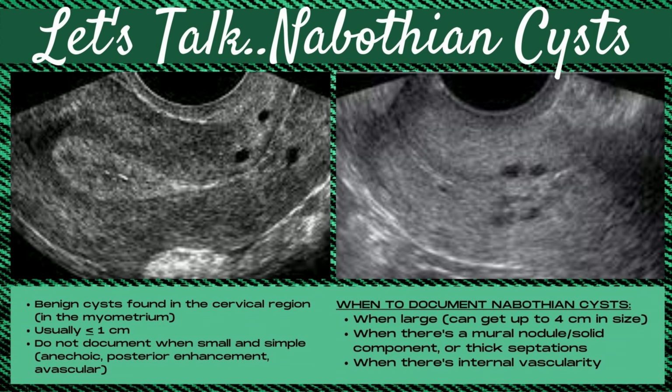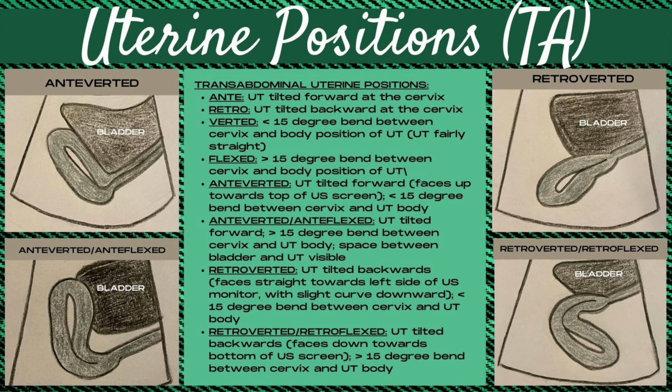When it gets large, and these can get up to 4 centimeters in size, or when there's a mural nodule or solid component or thick septations, or when there's any internal vascularity. Otherwise, it's important just to ignore them. So just to throw a kink in things, literally, the uterus likes to get very bendy, and it can be found in various positions throughout the pelvis.